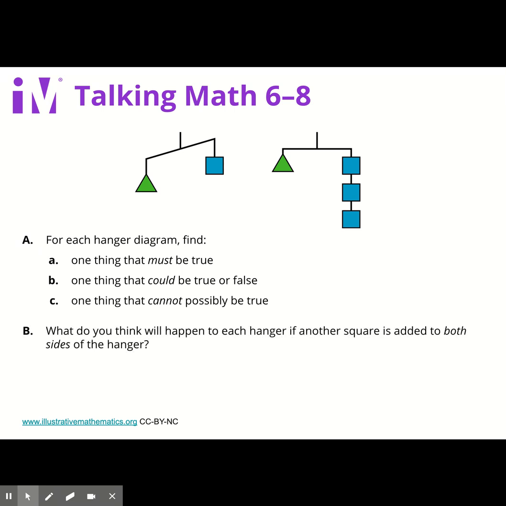What do you think will happen to each hanger if another square is added to both sides of the hanger? Go ahead and hit pause and hit play when you're ready to hear the answer. So I think the hangers will stay the same, since equal weight is being added to each side.